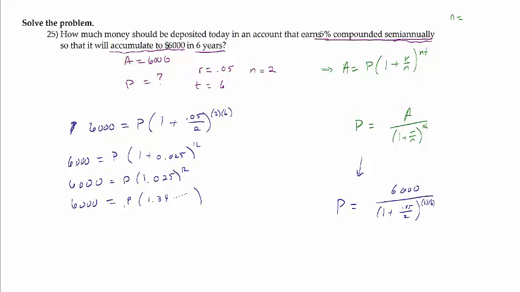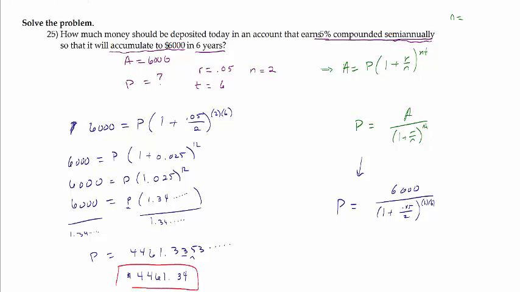But now, since I'm solving it for P, I have to divide both sides by that 1.34, all that stuff. Okay, and so pushing that into my calculator, I end up with 4461.3353, more digits. I'm asked to round off to the nearest penny, so I want to go out one extra spot. The 5 says round up. So I'm going to have $4,461.34. And that's going to be my final answer. So that's how much I need to invest today in order to have $6,000 in 6 years.